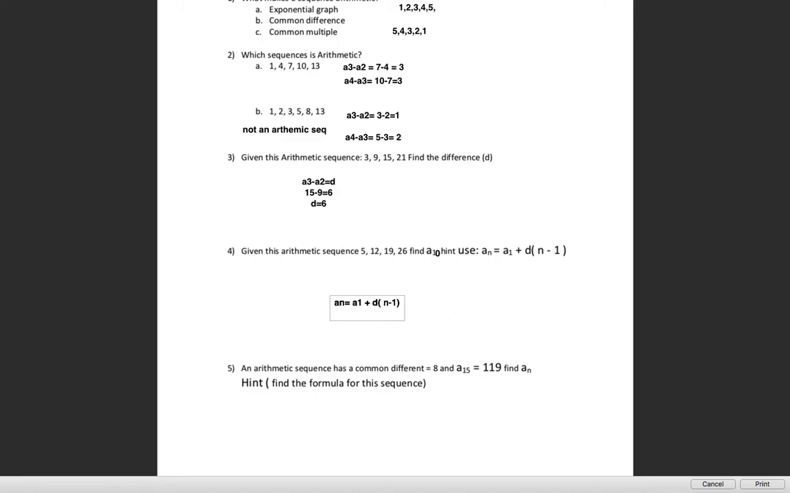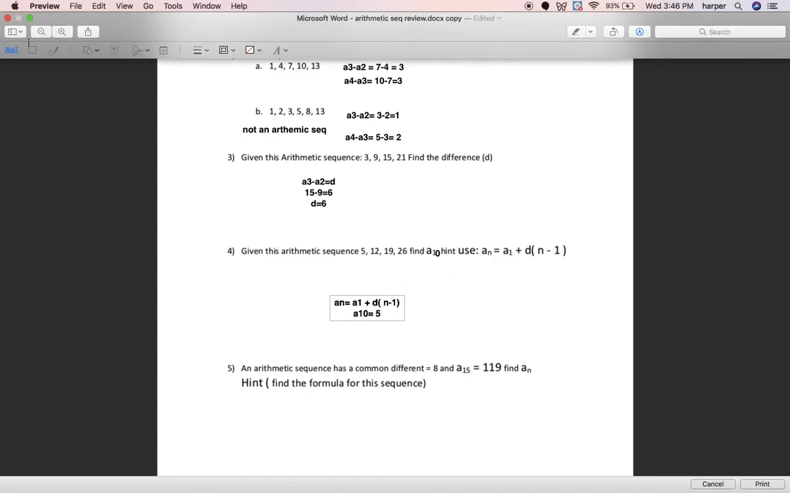Now, let's start filling in what we know. We don't know an yet, but we do know that we want to find a10, right? So we're going to plug in a10. That's what we want to find. Remember, n is just a variable that could be 100, it could be whatever you want. Right now, we want to find a10, so we're going to put a10. Our first term is just the first one here, so 5. Remember, a1 means first term. Let's actually write this right here.